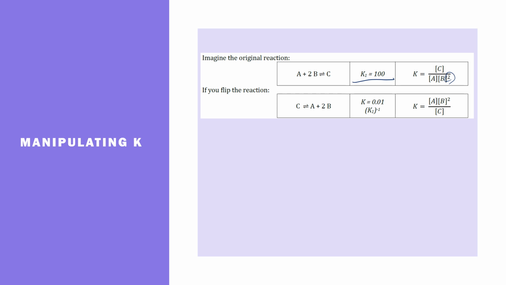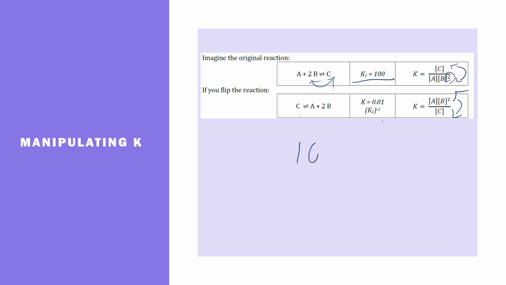If you were to flip a reaction around, products become reactants, reactants can become products, your expression flips top to bottom because the A and the 2B are now your products and the C becomes your reactant. So because the reaction's flipping, the K also flips, but it flips top to bottom. And because of that, since you're inverting the fraction, you're going to take the inverse of K.